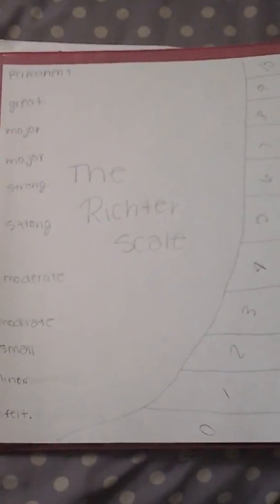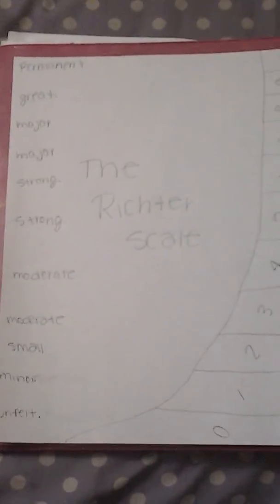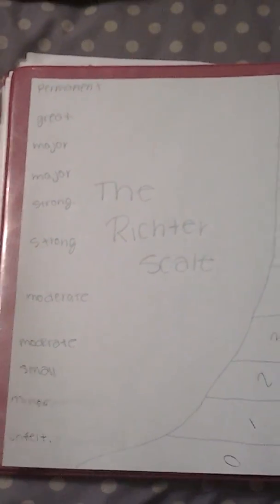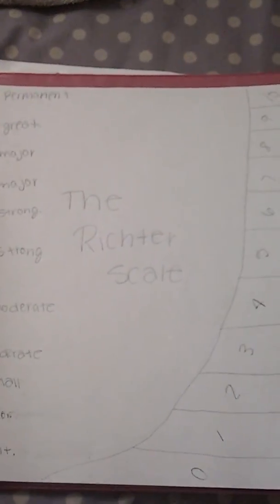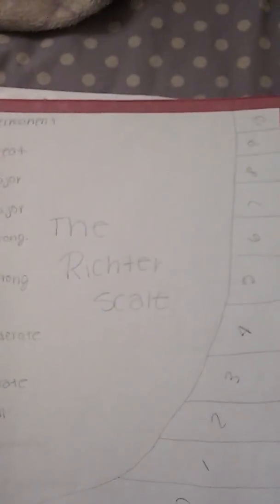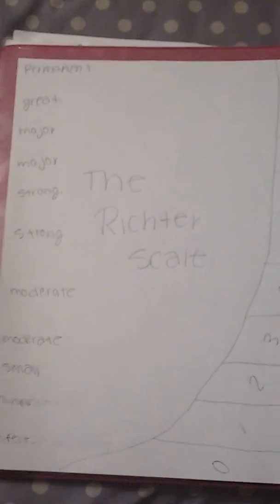So this is the Richter scale. The Richter scale was developed in 1935 by Charles F. Richter, who was an American seismologist in physics. It was a mathematical device to compare the size of earthquakes.